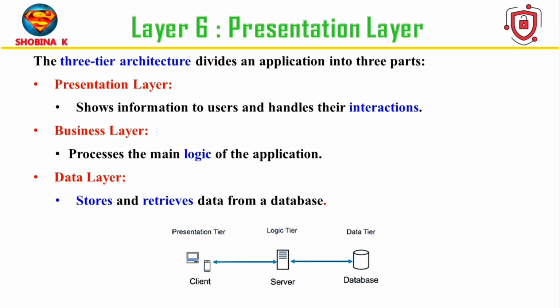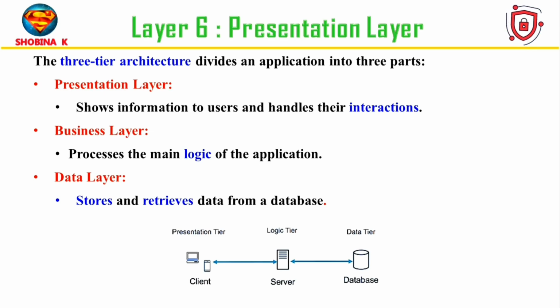So in a common setup called 3-tier architecture, there are 3 main parts. Presentation layer. This is what you see and use. That is the user interface. Next, the business layer. This part does the thinking and processing. That is the logic of the app. Next, data layer. This part stores and retrieves information like a database.